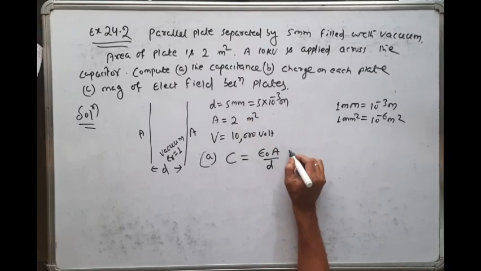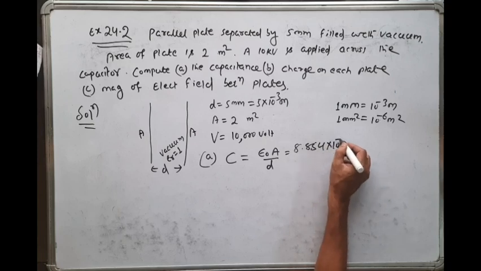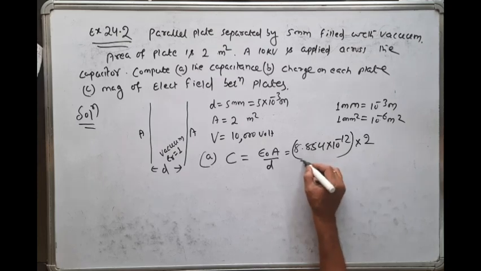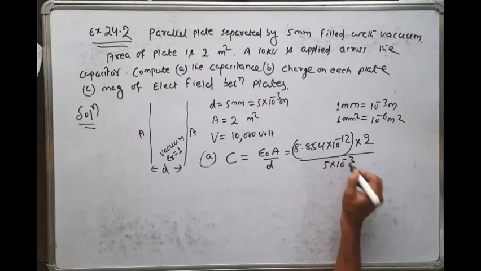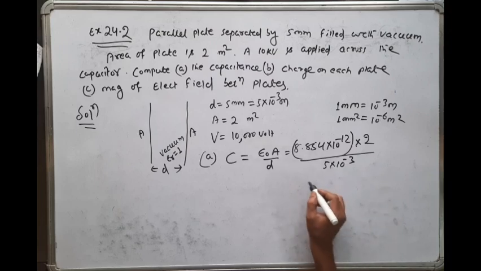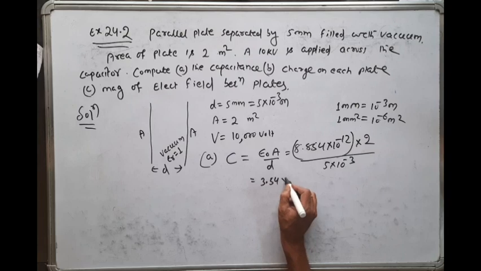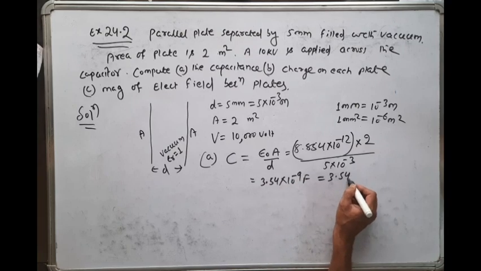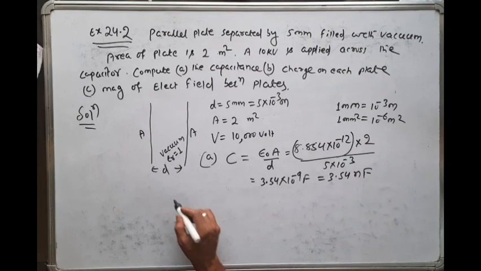So what is the value of epsilon naught? 8.854 into 10 to the power minus 12. This is epsilon naught into area 2, divided by the distance of separation 5 millimeter, that is 5 into 10 to the power minus 3. If you calculate, you will get 3.54 into 10 to the power minus 9 farad. That is 3.54 nanofarad. This is the first answer.